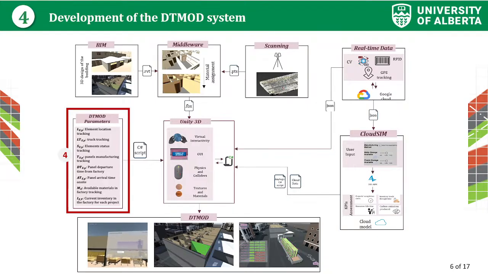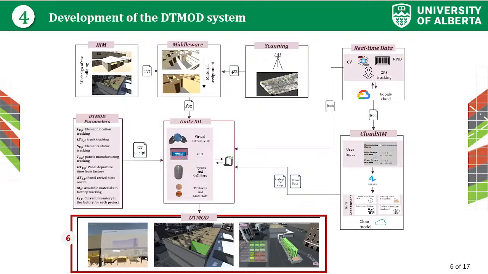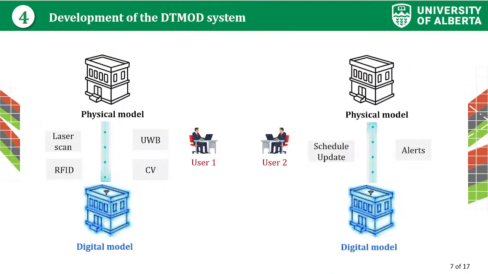The fourth component is the parameters of the DT mode system, where these parameters are being updated based on the sensor data to update the status of the panels in the implementation stage of modular construction. Then all of these components together are integrated within the game engine environment. In this case, we use Unity 3D, and then we can export our end user application for the DT mode system for the users to interact with.